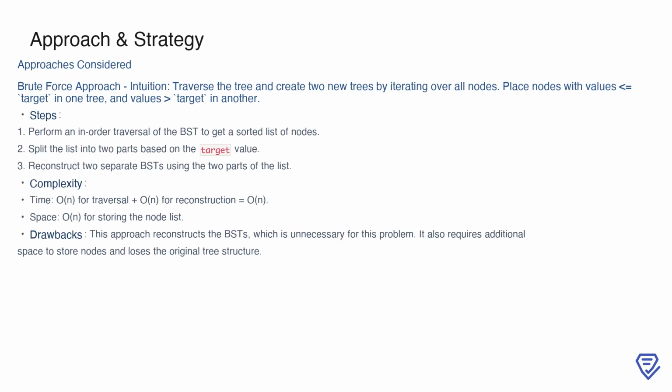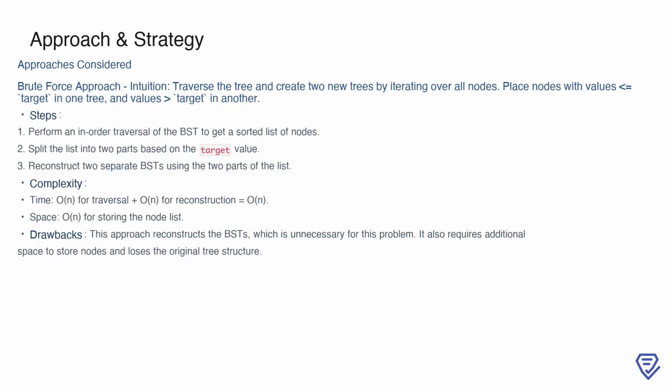To tackle the split BST problem, one approach we could consider is the brute force method. The intuition here is simple: traverse the tree and create two separate BSTs by iterating over all nodes. Nodes with values less than or equal to the target would go into one tree, while nodes with values greater than the target would go into the other. The steps involve performing an in-order traversal to get a sorted list of all nodes. After that, we split this list into two parts based on the target value and then reconstruct two new BSTs from these lists. While this method works, it has significant drawbacks.